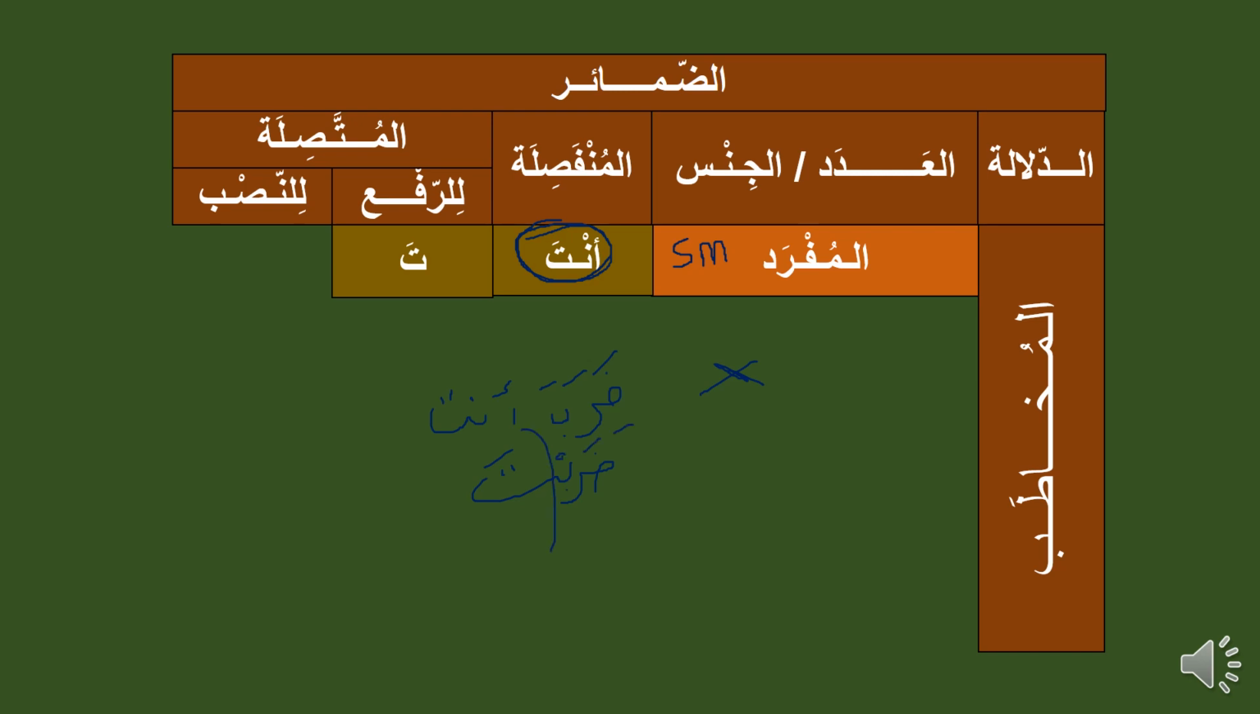So this is the attached pronoun. You have to attach the pronoun to the verb, to mean dorabta. You can't say doraba anta. Doraba anta is wrong. So also you have to know the sign we have on it. Here now we have the fatha sign on it.